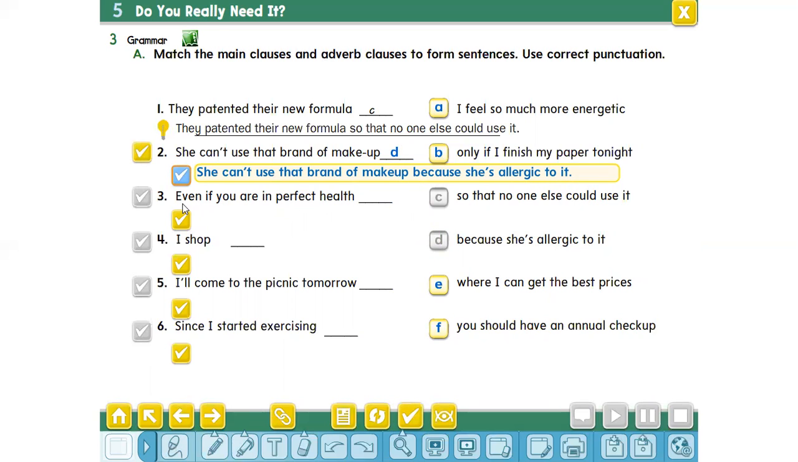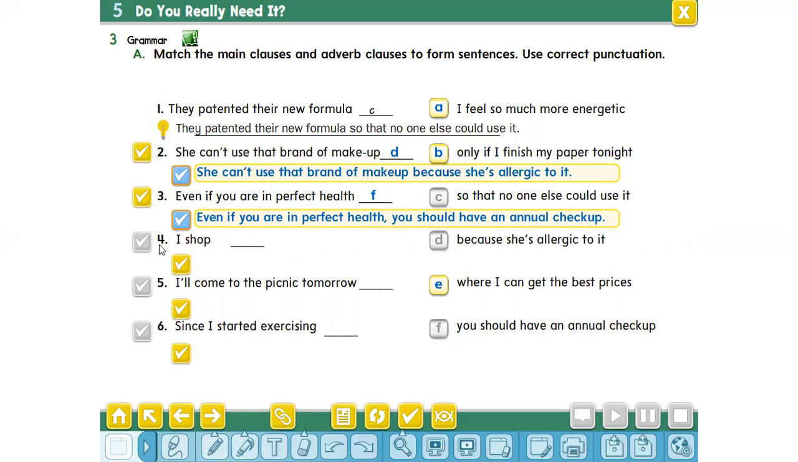Number 3, even if you are in perfect health, you should have an annual checkup. Very good. Now, we should use a comma because an adverb clause is at the beginning of the sentence.